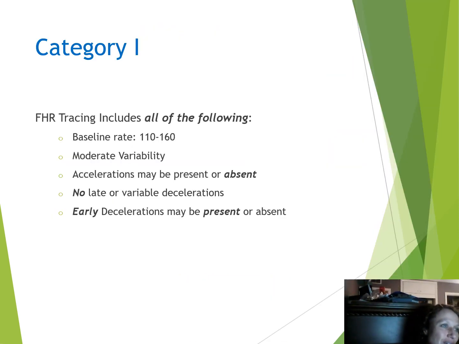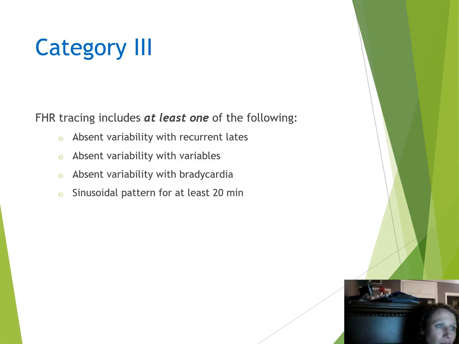So just to review, category 1 is baseline 110 to 160, moderate variability. We can have some accels, but we don't have to. That's where category 1 and a reassuring NST, a reactive NST, are totally different. And then no late or variable decels, and we don't care about earlies. They're fine. Category 3 is absent variability with lates, absent with variables, absent with bradycardia, or sinusoidal.